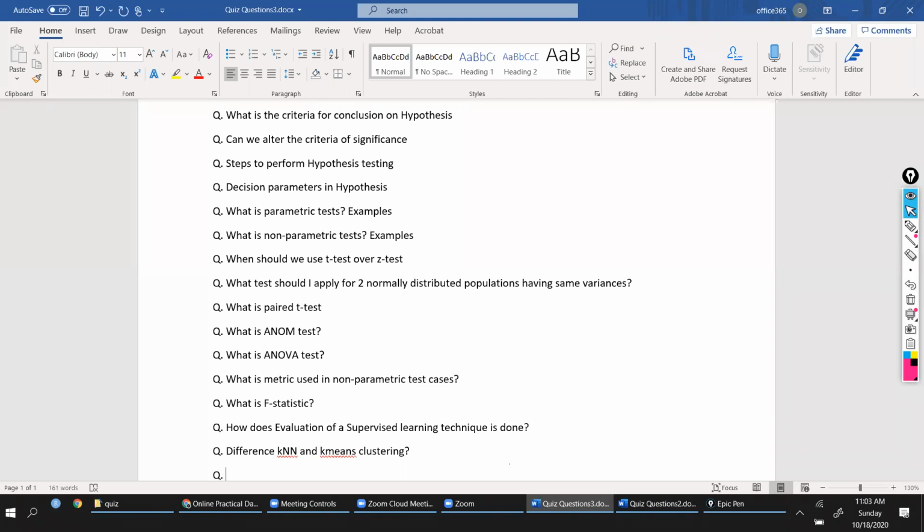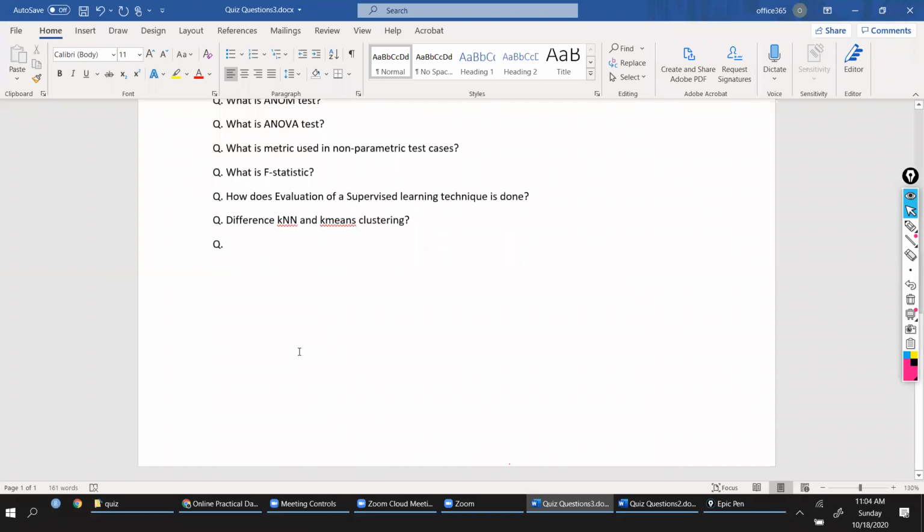Let me think of. Okay, we'll talk about, I'm just thinking of, shall we go with, okay, decision trees. Well, let's go with the decision trees questions. Okay.